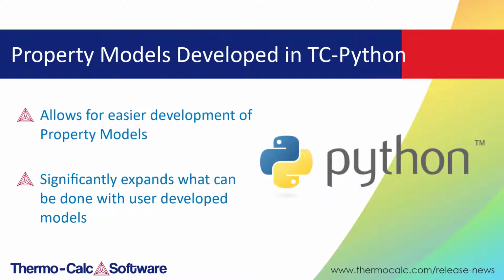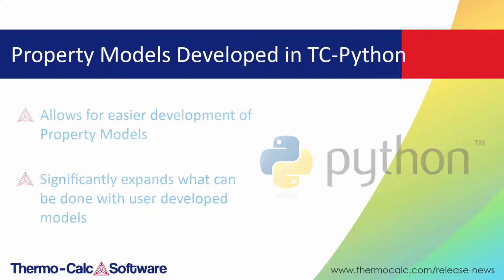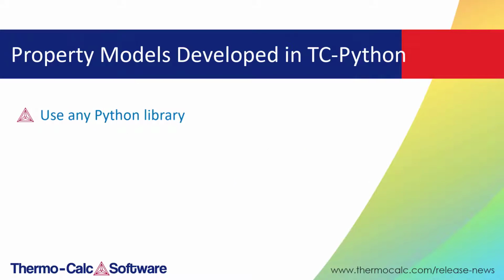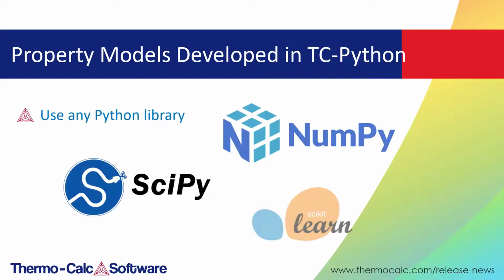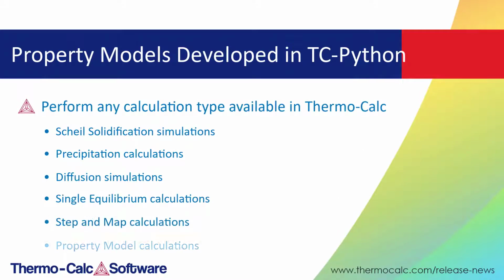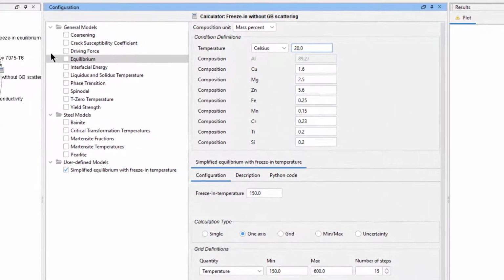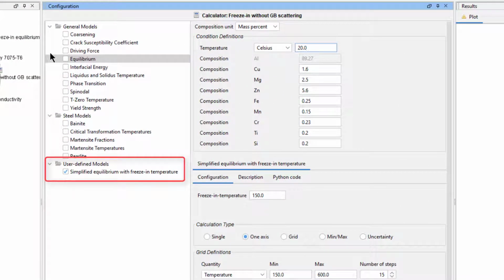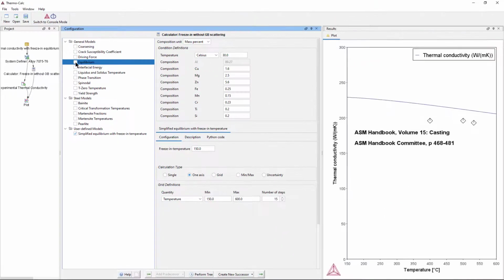For instance, because this new API uses the Python language, users can use any Python library, such as NumPy, SciPy, or scikit-learn within the property models, making model development quite powerful. This new system also allows the property models to perform any calculation type that is available in ThermoCalc. Previously, only single equilibrium calculations were supported. Property models created in TC/Python automatically show up in the Property Model Calculator in the graphical mode of ThermoCalc. Here they can be further configured, combined with other models, and run.